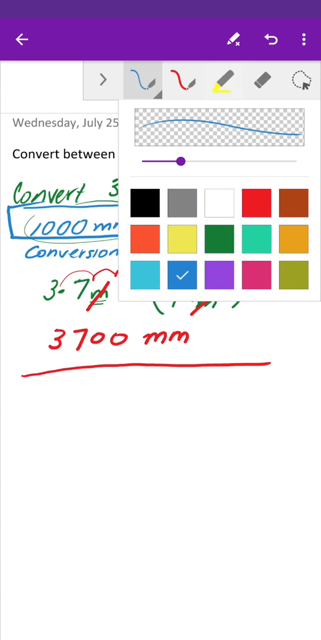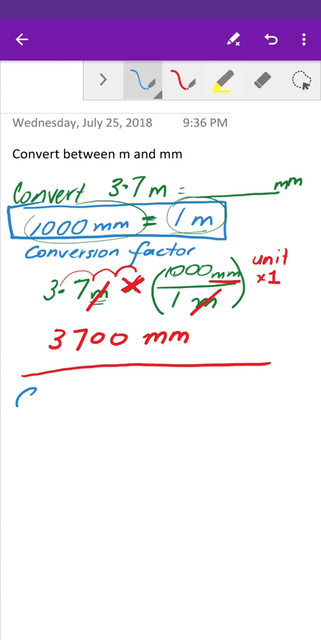Let's have a look at another one. Let's convert, say, 6.02 meters into millimeters. So I write my 6.02 meters.